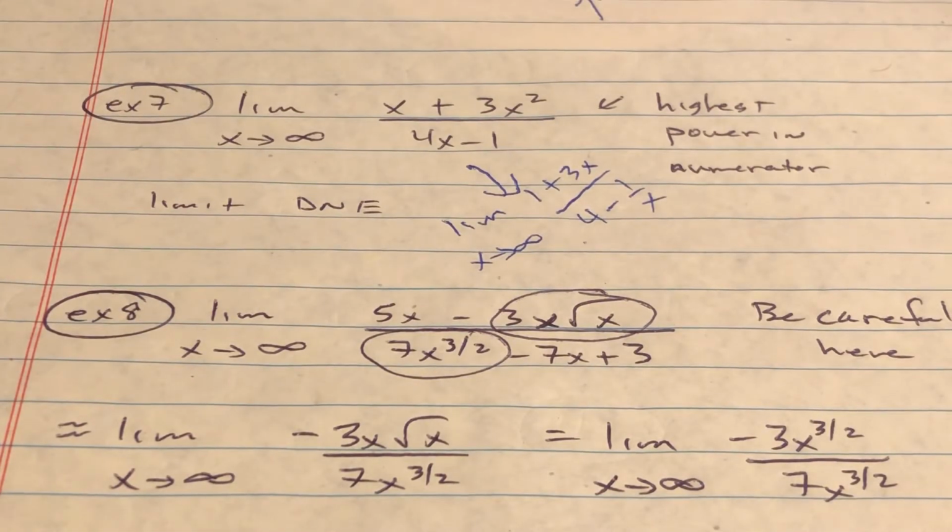Divide everything by the highest power in the numerator. You have infinity over 4, which is still infinity. The limit does not exist. Highest power in the numerator. We said in college algebra that the horizontal asymptote, there is none. There's no horizontal asymptote because the limit does not exist.